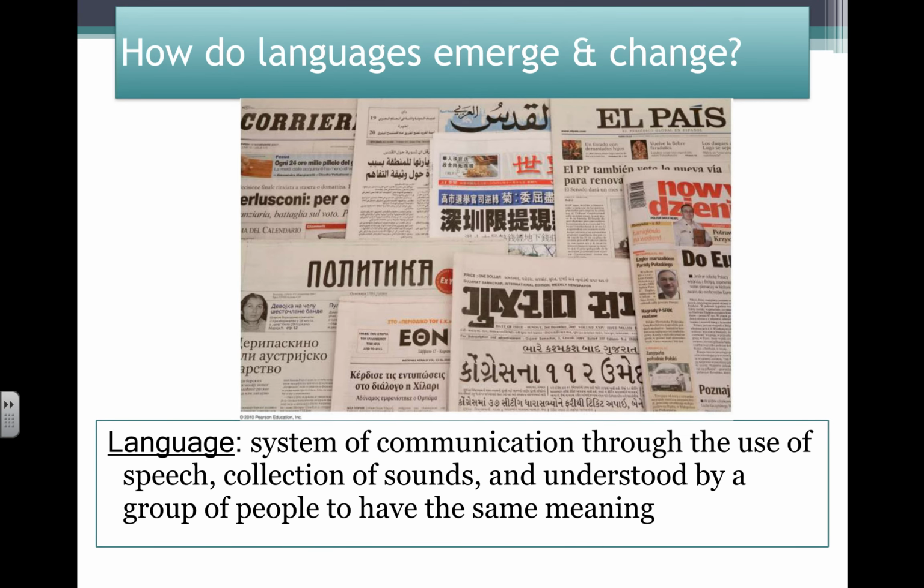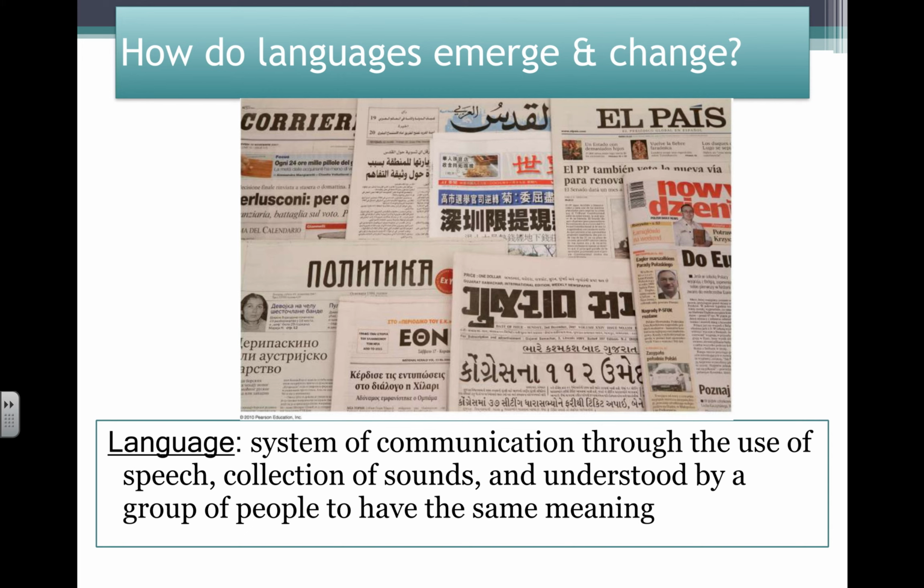So just to get us on the same page here, language is a system of communication through the use of speech, a collection of sounds, understood by a group of people to have the same meaning. You should immediately notice that there's nothing here about written, that a language doesn't have to be written in order to be considered a language.